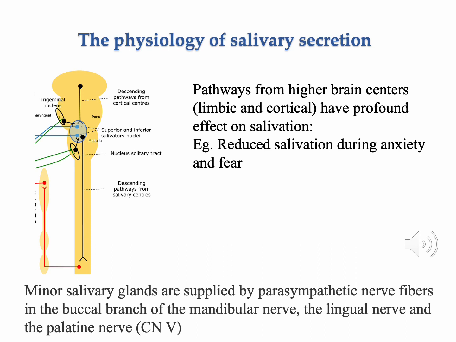A good example of this would be when we have reduced salivation during times of anxiety and great fear. Now, the minor salivary glands are supplied by the parasympathetic nerve fibers in the buccal branch of the mandibular nerve, the lingual nerve, and also in the palatine nerve.